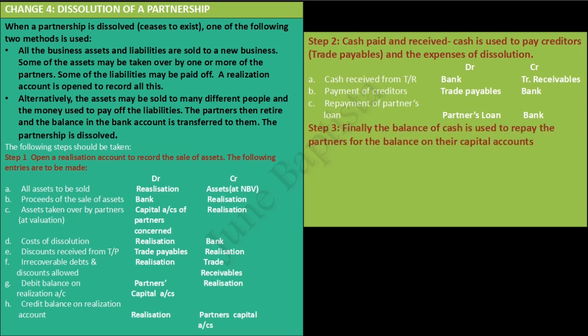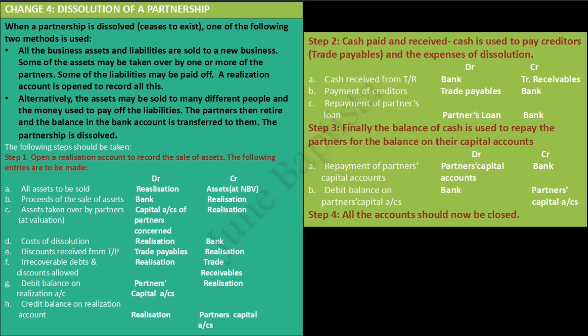Step 3. Finally, the balance of cash is used to repay the partners for the balance on their capital accounts. Repayments of partners' capital accounts. A. If there is a credit balance, the partners' capital accounts will be debited and bank will be credited. B. If there's a debit balance on the partners' capital accounts, bank will be debited and partners' capital accounts will be credited. Step 4. All the accounts should now be closed.